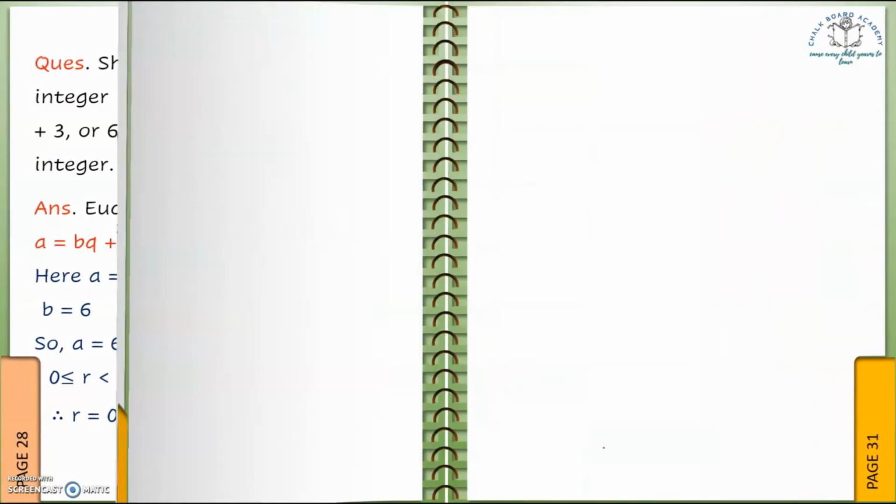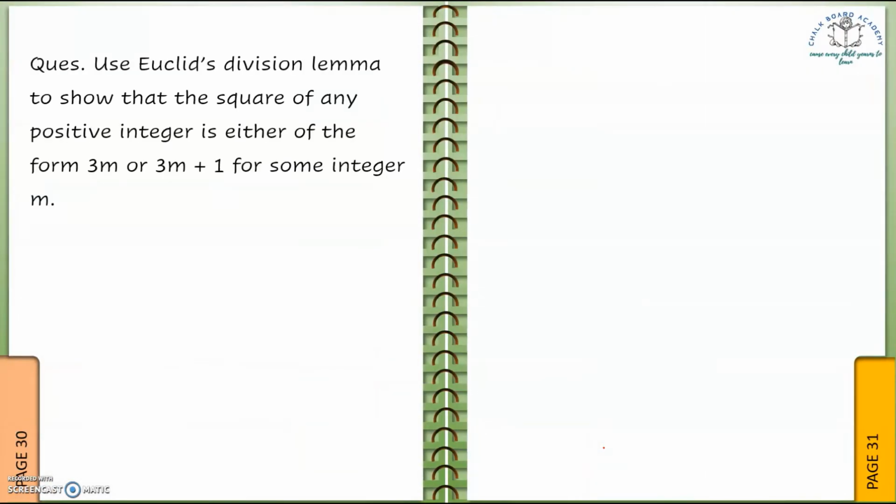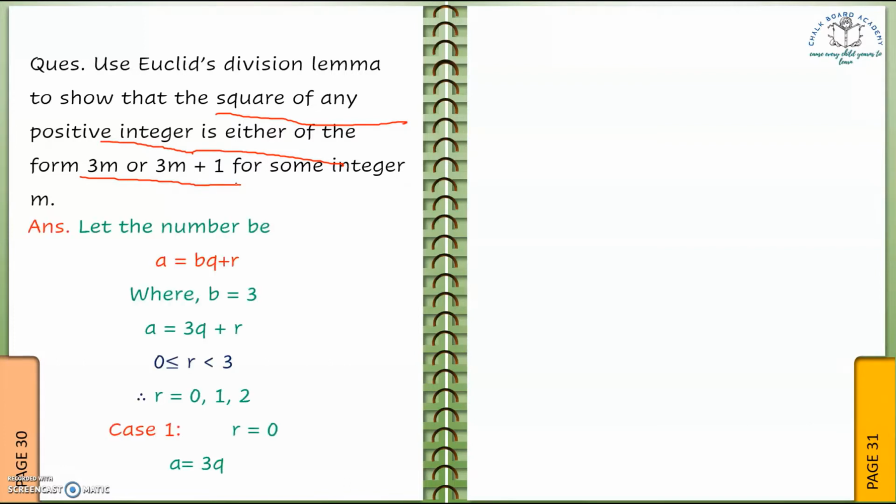Next question we have, again based on Euclid's division lemma. Here you have to show the square of any positive number is either in the form of 3m or 3m plus 1. Now again we will be taking the same Euclid's division lemma like here, and we are letting the number be a, which is equal to bq plus r.